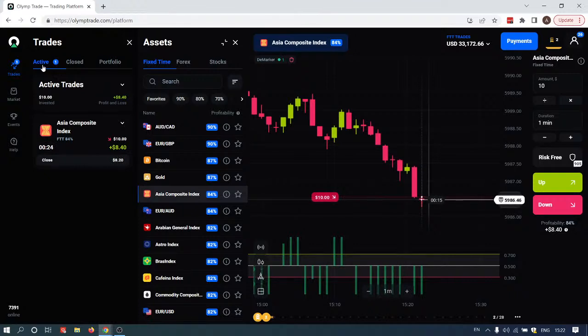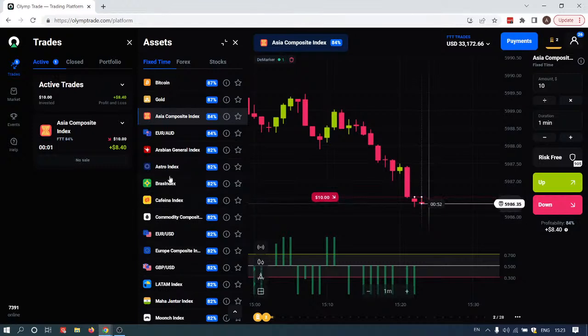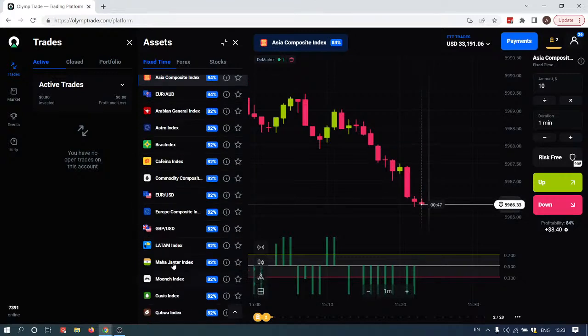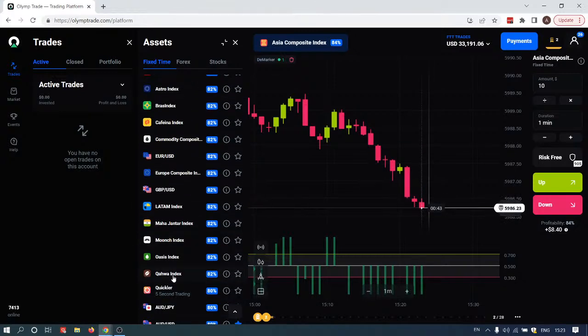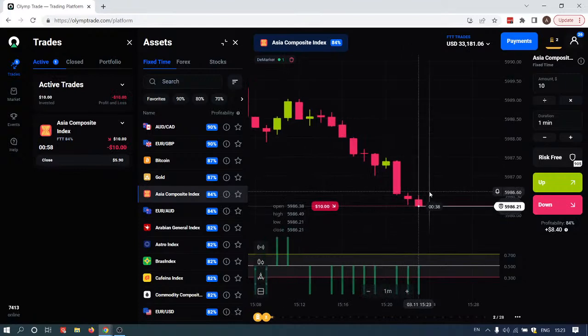I would like to demonstrate to you how to operate these strategies on the composite indices, because composite indices are also a great tool, and they are very technical and very liquid. That is why you more or less always have an 82% rate of return. You also have local indices like Arabian Index, Astro Index, Braz Index, Cafeina Index, Mahajantar, Munch, Kahwa Index. Some of these are local indices and are only available in certain countries.